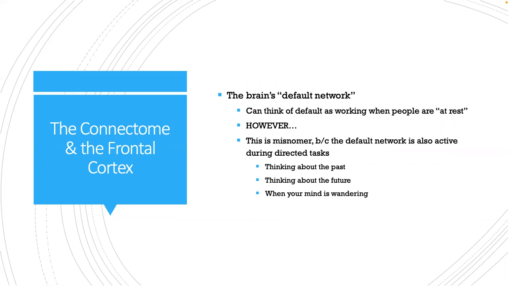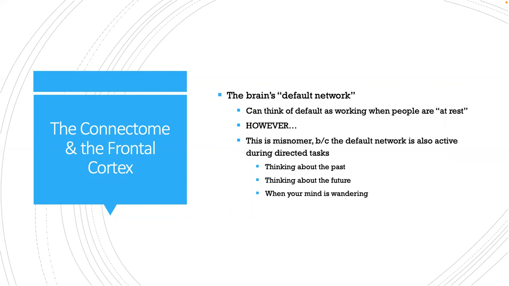All right, so the frontal lobe regions are central to many cortical networks, so those on the outer layer of the cerebrum. There's the brain's default network, which you can think of as working when people are at rest. However, this is a misnomer because the default network is also active during directed tasks, such as thinking about the past, thinking about the future, and even when your mind is wandering.